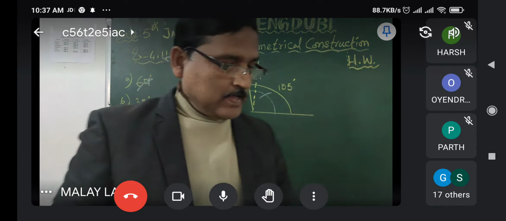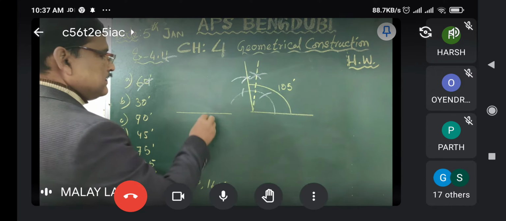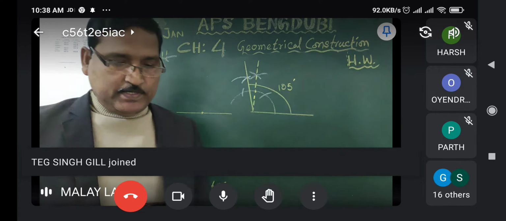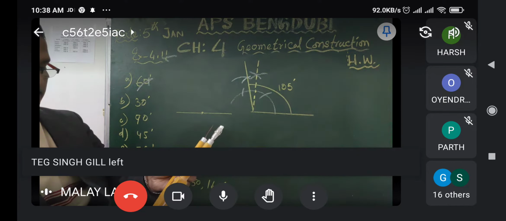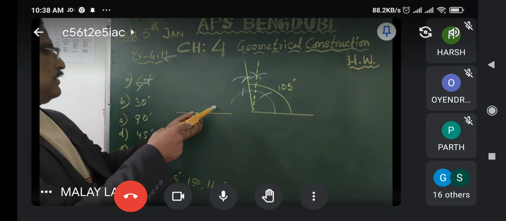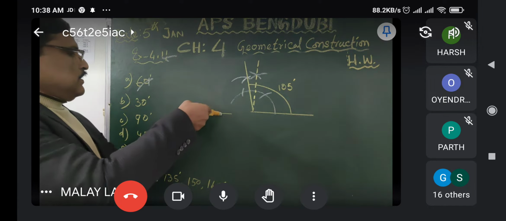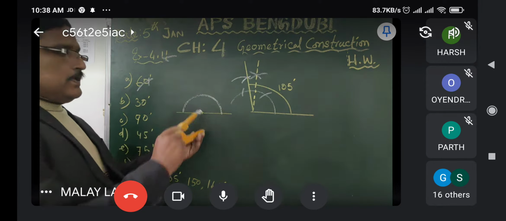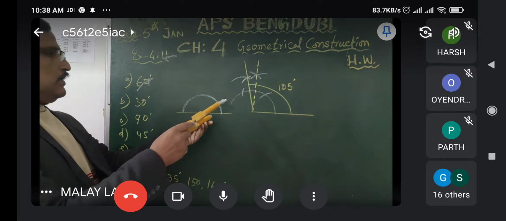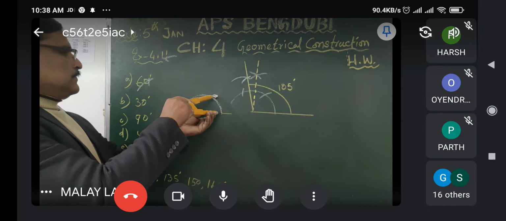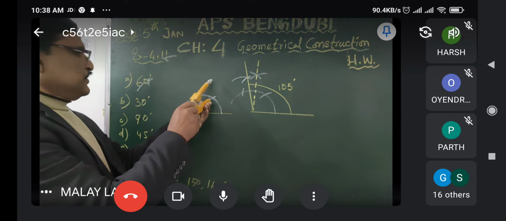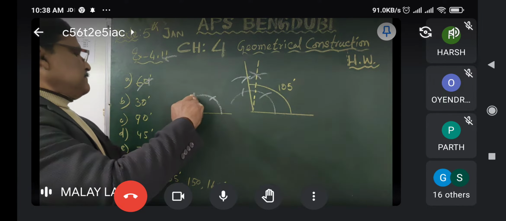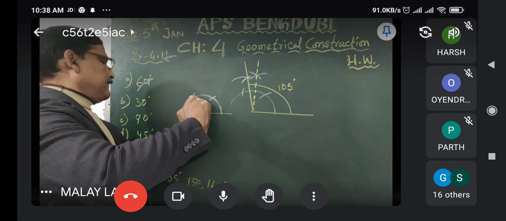Now this time I will draw the angle somewhere in the middle. Anywhere I can draw, somewhere in the middle. So taking a convenient radius, place at this point, draw a semicircle touching the two points. Cut once, this is 60, 120, then this is 180.